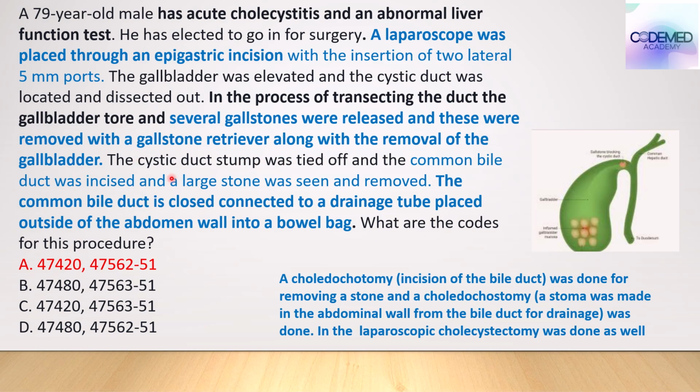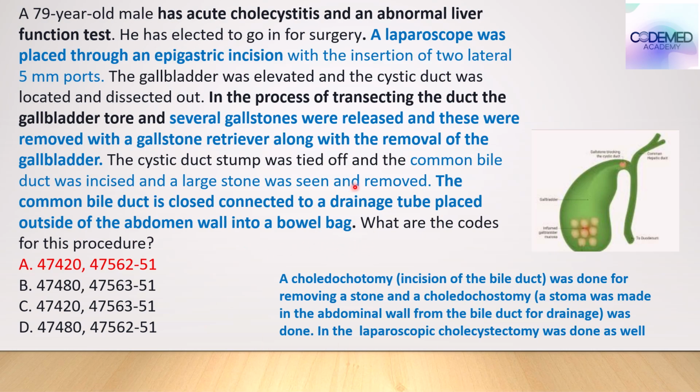Then the cystic duct and the common bile duct were incised and a large stone was removed, and the common bile duct is closed and connected to a drainage tube placed outside the abdominal wall into a bowel bag. So in this case, the choledochotomy, that is the incision of the bile duct, has happened, and it was done for the removal of the stone. And a stoma was made in the abdominal wall from the bile duct for the drainage.